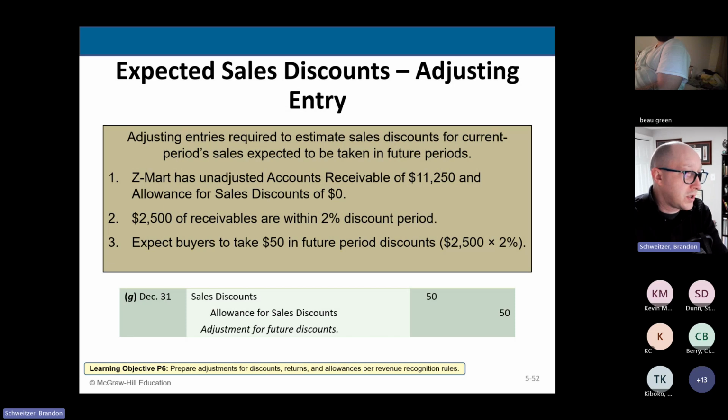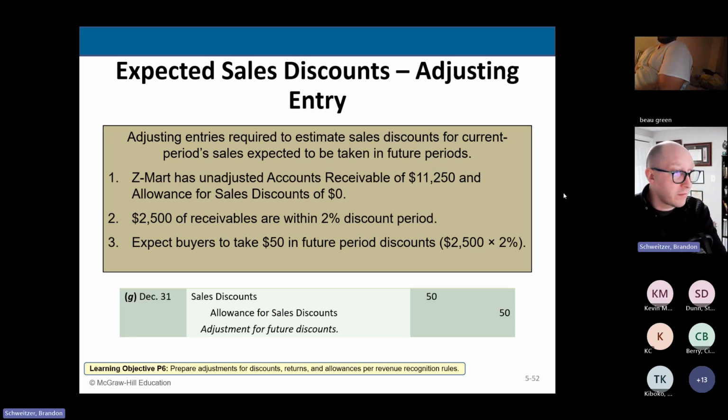So here we have a situation where we have an unadjusted accounts receivable of $11,250. Our sales discounts were 0. 2,500 of it are within a 2% discount period. We expect the buyers to take $50 in future discount periods, which is the 2% of 2,500. So if we expect it to happen, we can make an adjusting journal entry at the end of the year. Like if we're expecting this to happen in the following year, we debit sales discounts and credit allowance for doubtful accounts. Or I'm sorry, allowance for sales discounts.